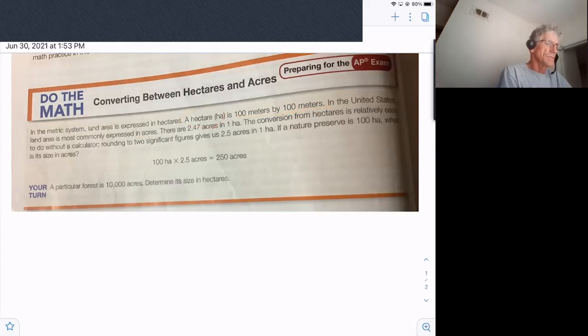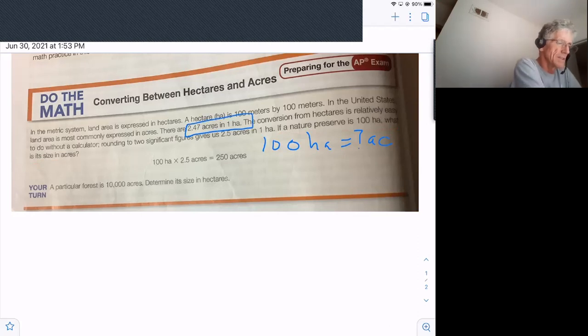Okay, so where's the question? If a nature preserve is 100 hectares, what is the size in acres? So basically we're asking, 100 hectares is how many acres? We need a conversion factor, and that conversion factor will not need to be memorized unless it's a real common one, like how many seconds are in a minute. But it'll be given with the problem.